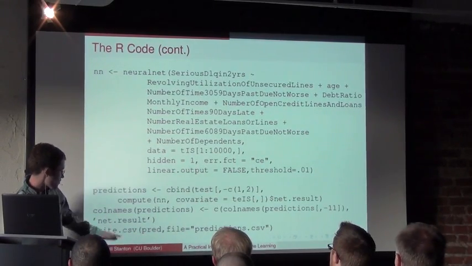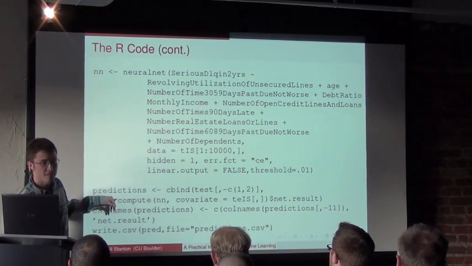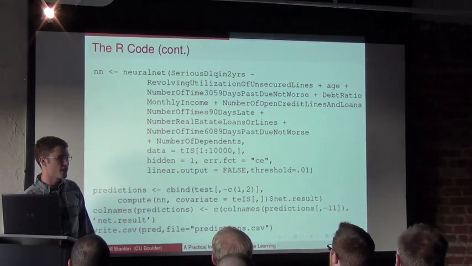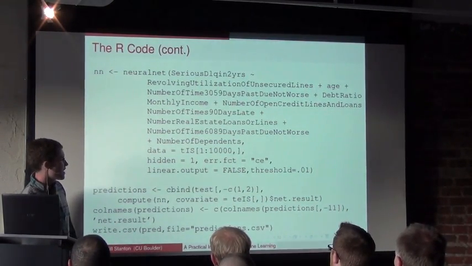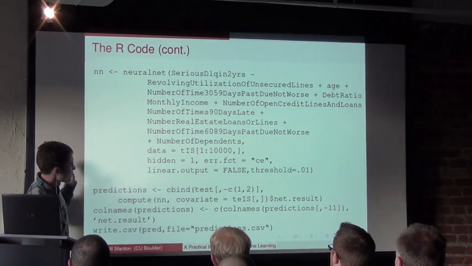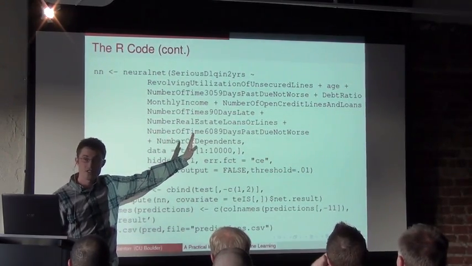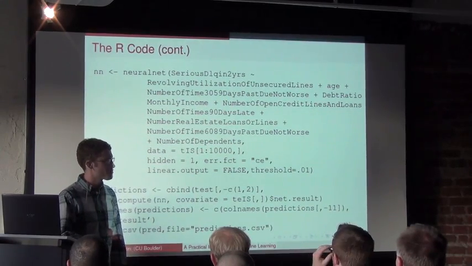And then this is just putting the code, or this compute function allows you to predict from new data. So that's the next thing you need to know. You can basically copy this with your own data, and it works really nicely. And then I'm just outputting it to a CSV. You just get a CSV with a bunch of variables from your test data set, like the unknown answer, plus the prediction, the probability of defaulting in the next 2 years.